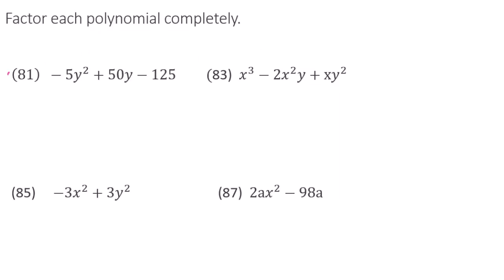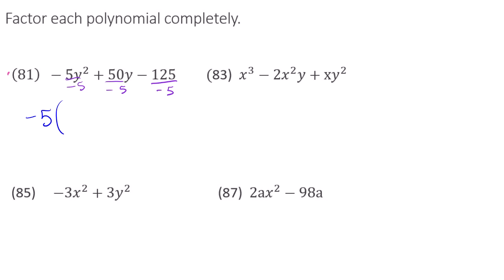Let me show you one more with a negative leading coefficient. Let's take a look at number 81 here. So here I have a negative 5 as a leading coefficient, right? So I know my GCF is going to be negative. And then I look through these terms, 5, 50, 125. 5 is the biggest number that goes in all of them, right? So 5 is the GCF. There's no variables that they have in common, so it's just negative 5. My leftovers, after I divide everything by negative 5.